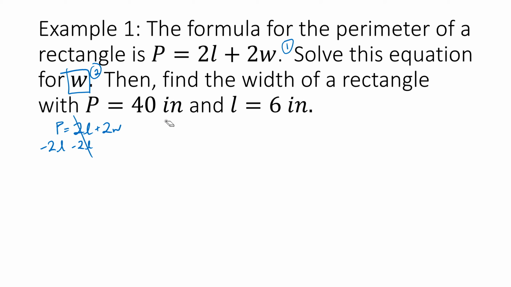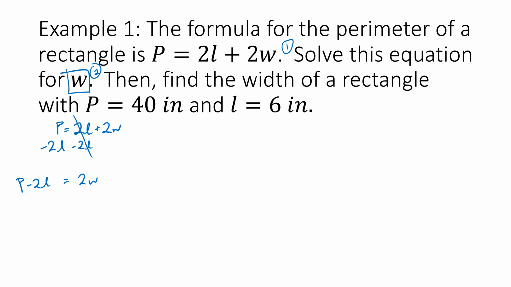Now, what we're left with on the right-hand side is just simply 2W because the 2L's canceled. On the other side, can I subtract P and 2L? Well, not really because they're not like terms. So I'm literally just going to write on the other side P minus 2L. And that's fine because they're not like terms, they don't combine.